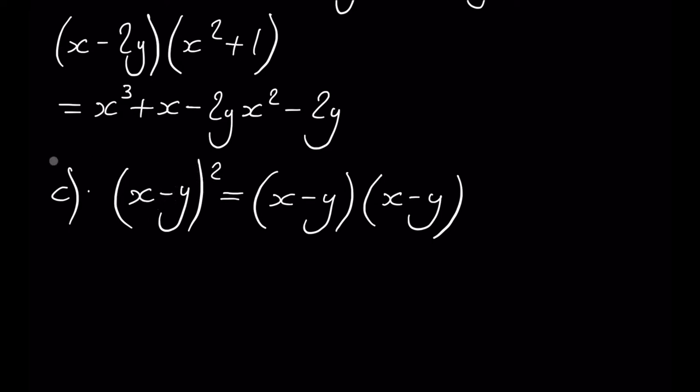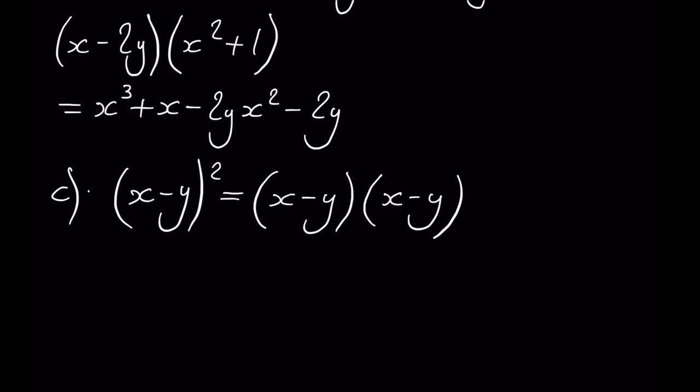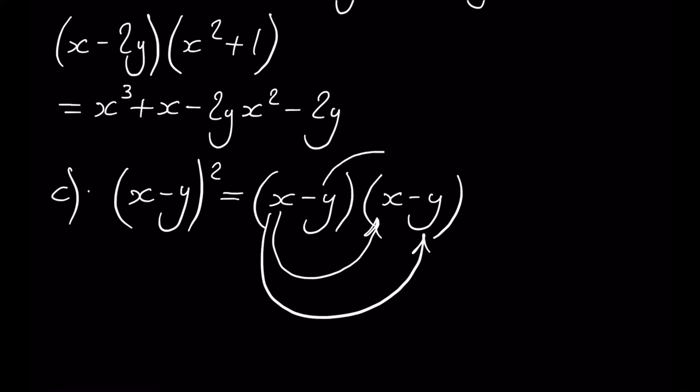Likewise, if this was just a 1, so if this was just x minus y raised to the power 1, this would just be x minus y. Okay. Now back to the question. So we expand this expression as before. So with the first expression, we multiply x by all the terms in the second expression, and we multiply y by all the terms in the second expression.